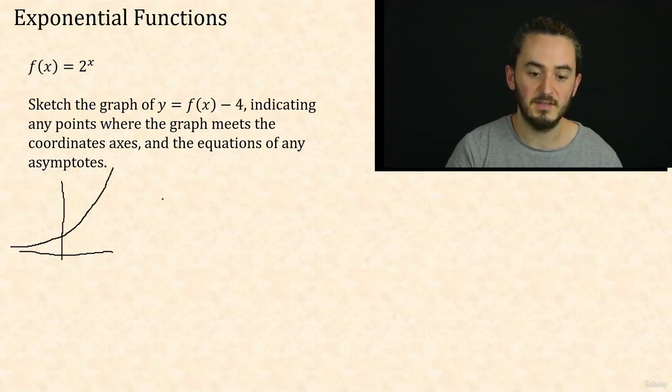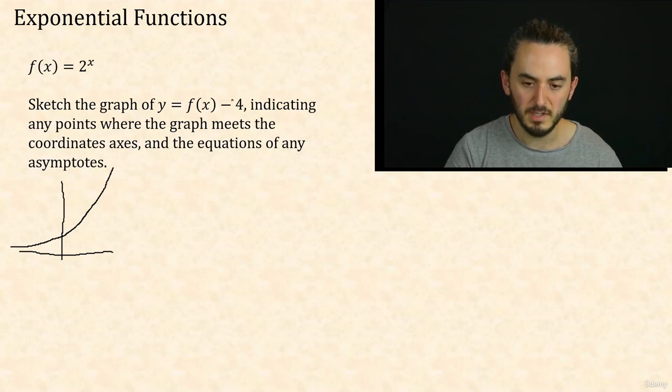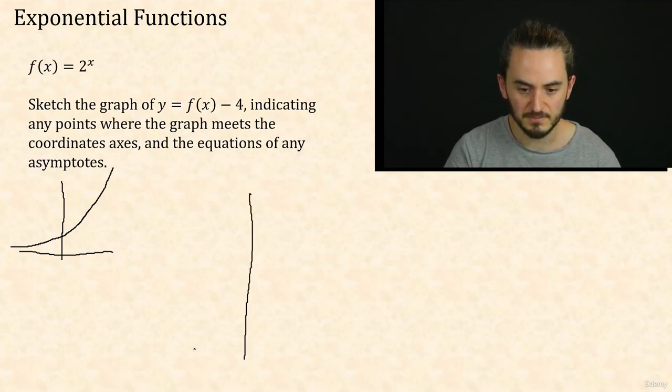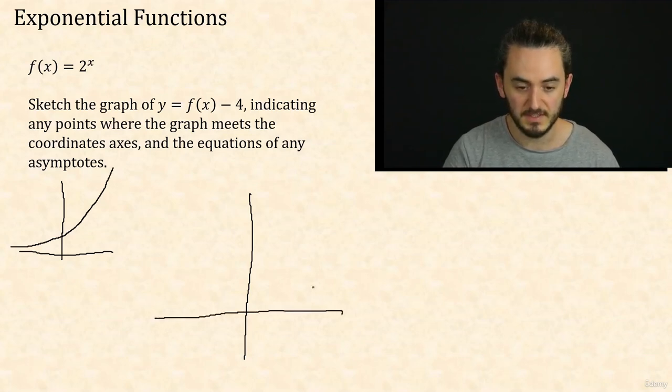Okay, just a standard exponential graph. Now, what about this one? Well, we know that an f of x minus 4 transformation shifts the graph down 4 units. So I just need to take this graph and shift it down. So let's draw our axes, and then let's just draw exactly that graph, but shift it down 4 units.